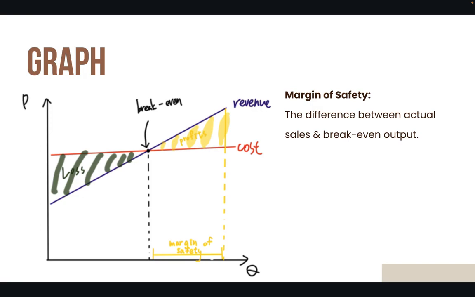And before the break-even point, the cost is bigger than the revenue, which means there's loss. And after the break-even point, the total revenue is bigger than total cost, which means the company is making profit. And margin of safety is the difference between actual sales and the break-even output. As you can see on the graph, the yellow part is the margin of safety, which is the current sales minus break-even output.